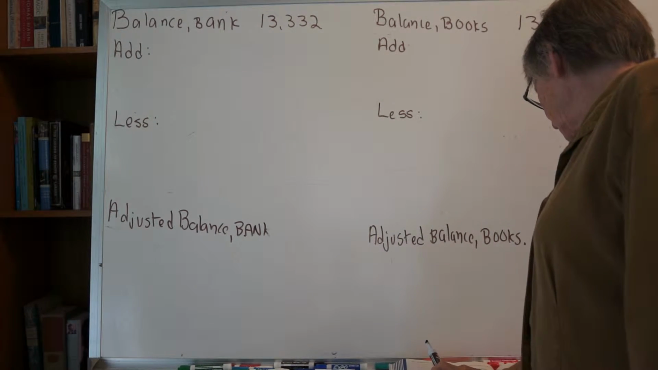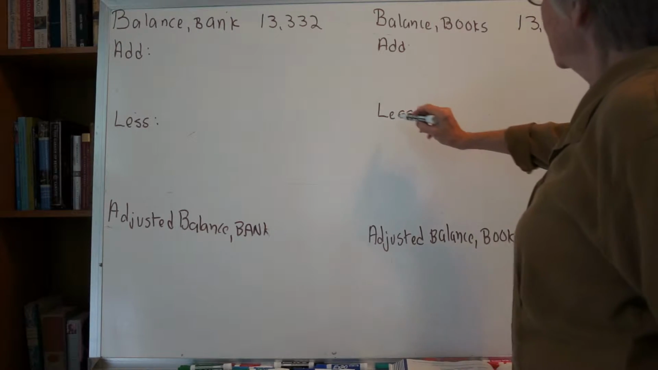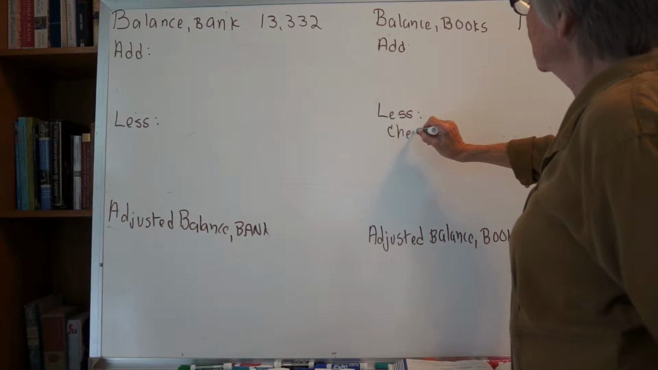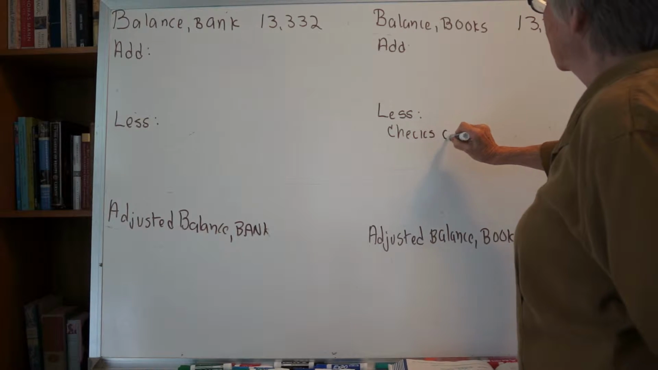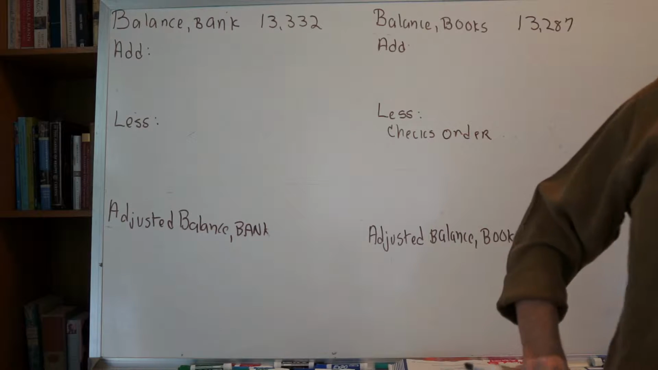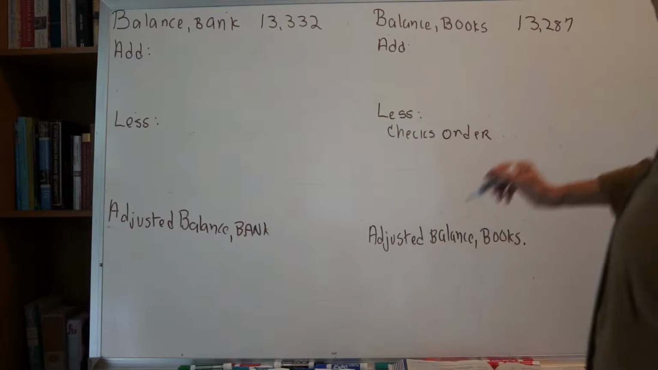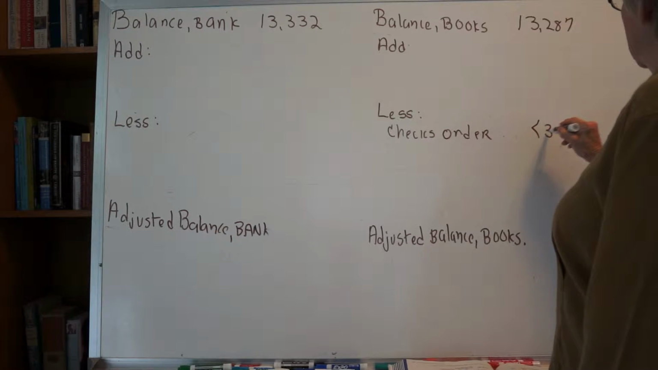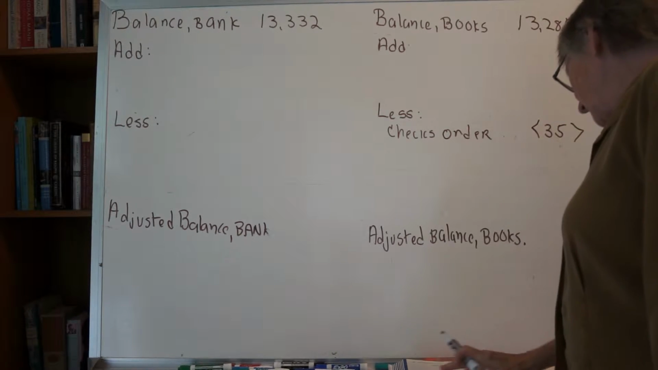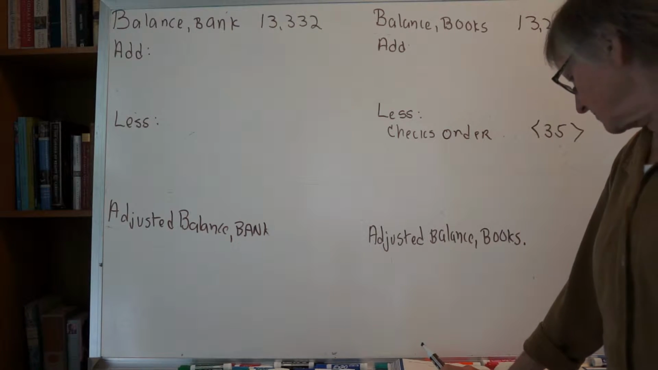The first thing says there was a debit memo of $35 for checks that we ordered, so the bank deducted that directly from our account. We need to tell our books about it, and that check order was for $35. So that's going to be an adjustment down. Number 2, when we read it, we can see that's an error, so we're going to ignore that for now.